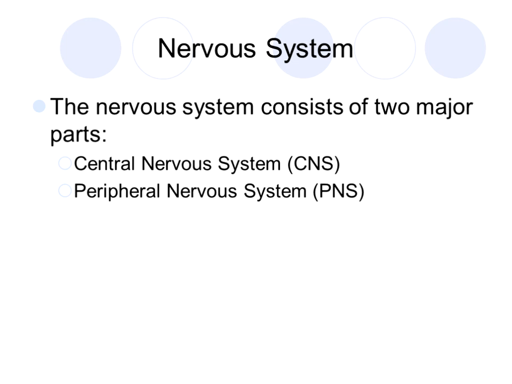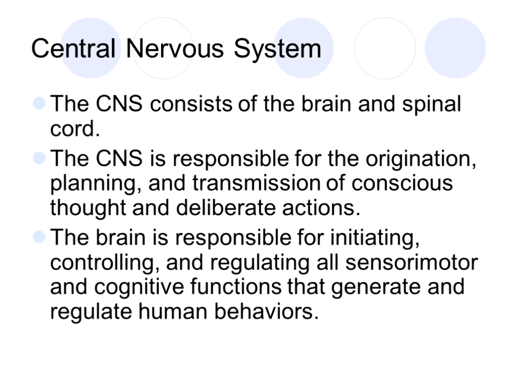Some of this is review because we talked about it in Chapter 1. The nervous system consists of the central nervous system, and it consists of the peripheral nervous system. So we already know that when we think about the central nervous system, we're talking about the brain and the spinal cord. The thing about the central nervous system is that it is very, very complex. It's responsible for the origination, planning, and transmission of conscious thought and deliberate actions.